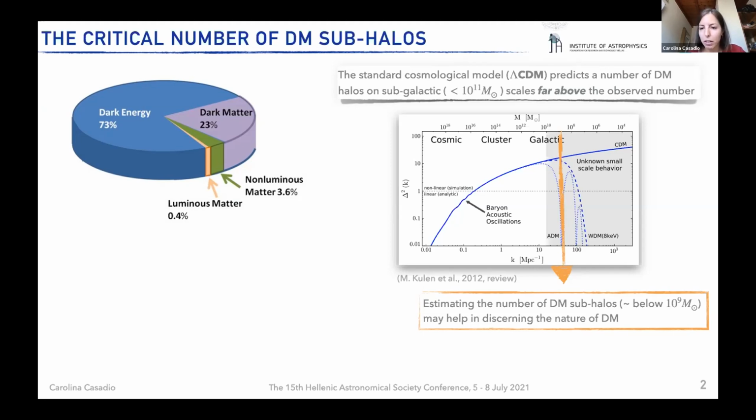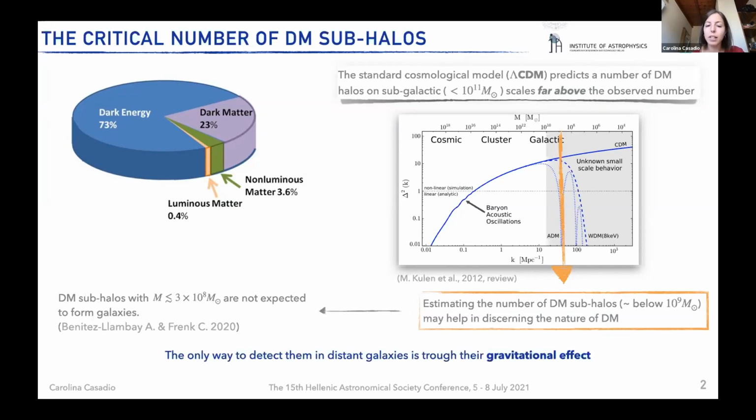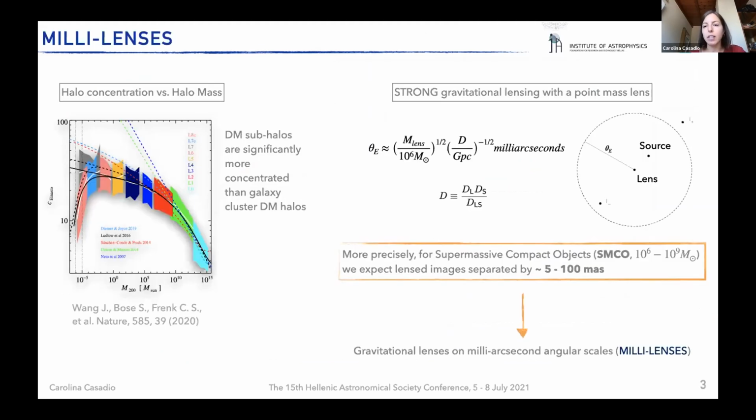Therefore, a good estimate of the number of dark matter halos in these subgalactic scales may help in discerning the nature of dark matter. However, there is a complication, and that is that dark matter subhalos with masses below some 10 to the 8 solar masses are not expected to form galaxies. So the only way to detect them then is through their gravitational effect on ordinary matter. And therefore, gravitational lensing seems to be one of the most promising ways to look for them.